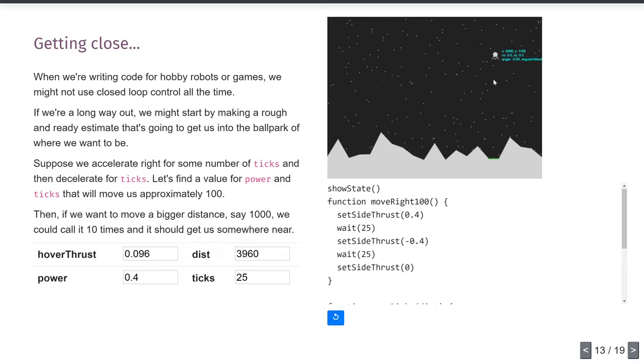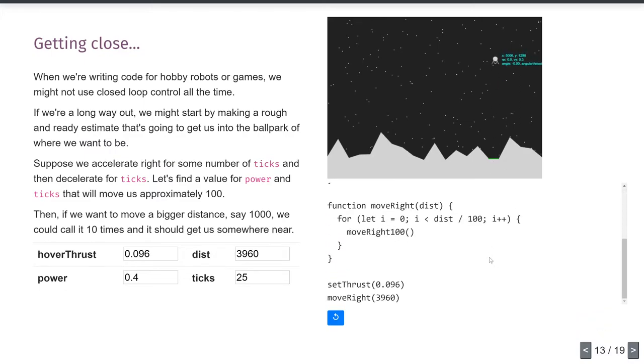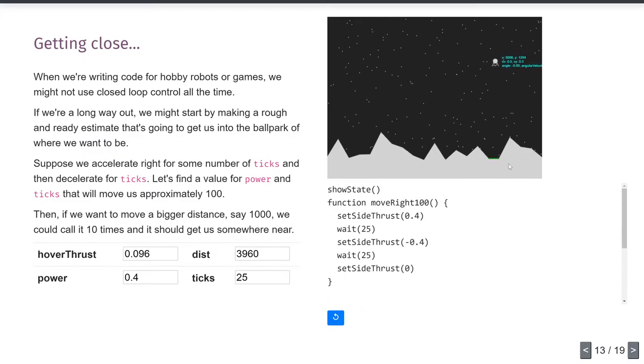If I just let that slowly descend, I think that would just about hit my green pad. And so that is just very coarsely trying to move in 100 unit intervals. Of course, it's dreadfully inefficient. We're speeding up, slowing down, speeding up, slowing down.